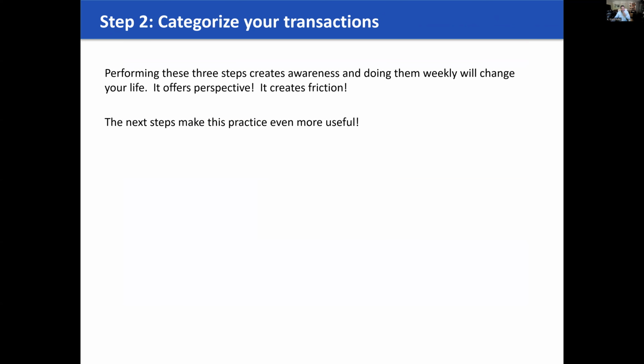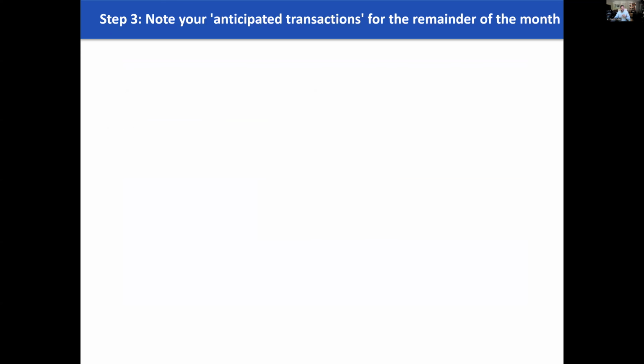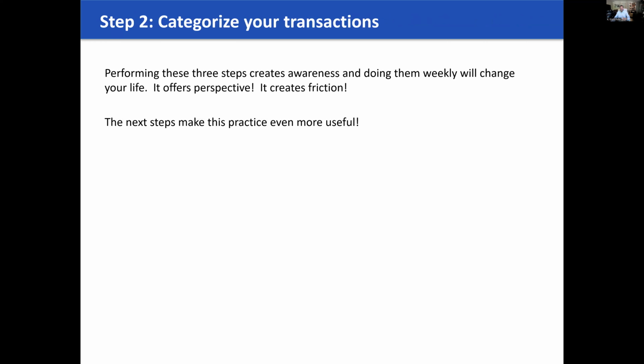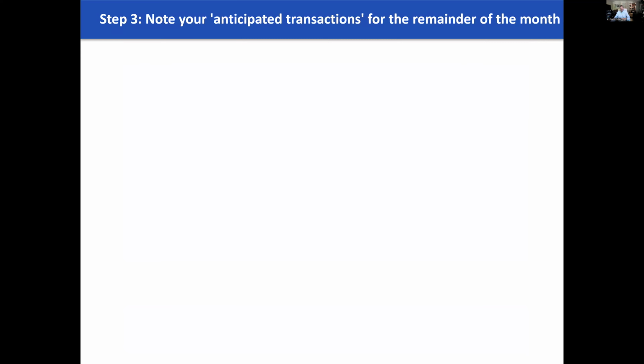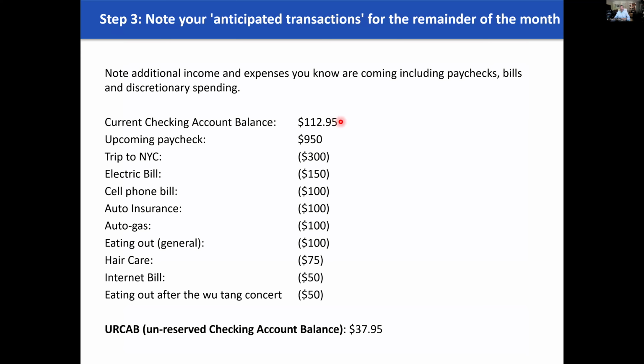Okay, so let's talk about the next step because it makes these practices even more useful. We want to note our anticipated transactions for the rest of the month. So if you recall, let me go back a couple slides. We ended up with a balance of $112.95 after that credit card transaction. So we start with $112.95 and we say, what's going to happen for the rest of the month?